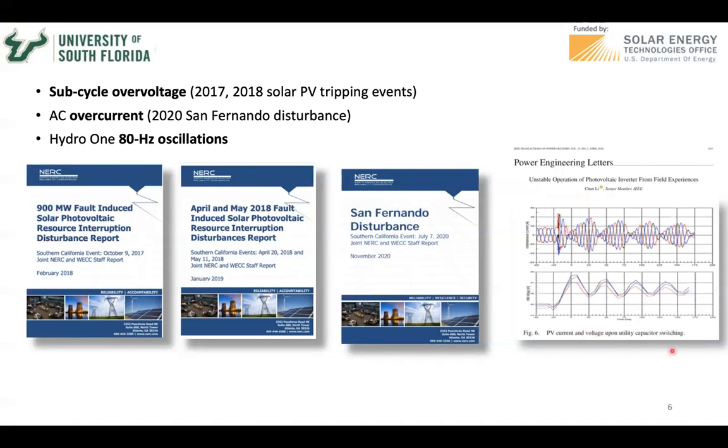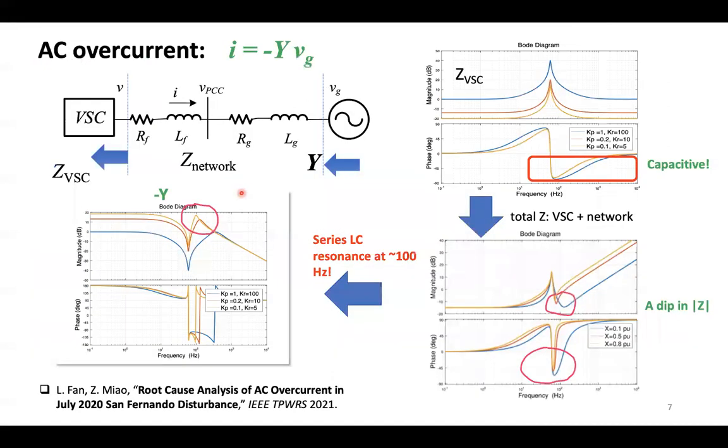There are a couple of events documented. One of them is showing this guy, 20 Hertz oscillation showing in the voltage RMS, and then 80 Hertz showing in the phase current. So we just call it Hydro One 80 Hertz oscillations. So all these three events, you will see there's some commonality that is all related to solar PV being capacitive.